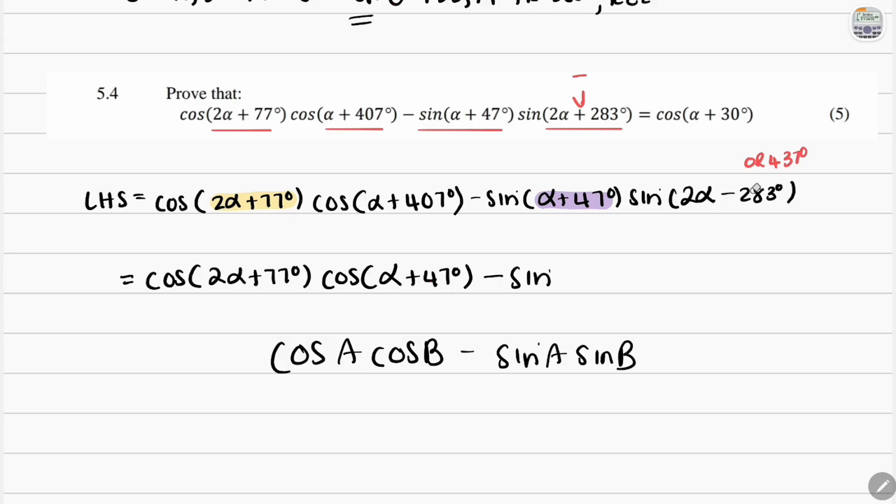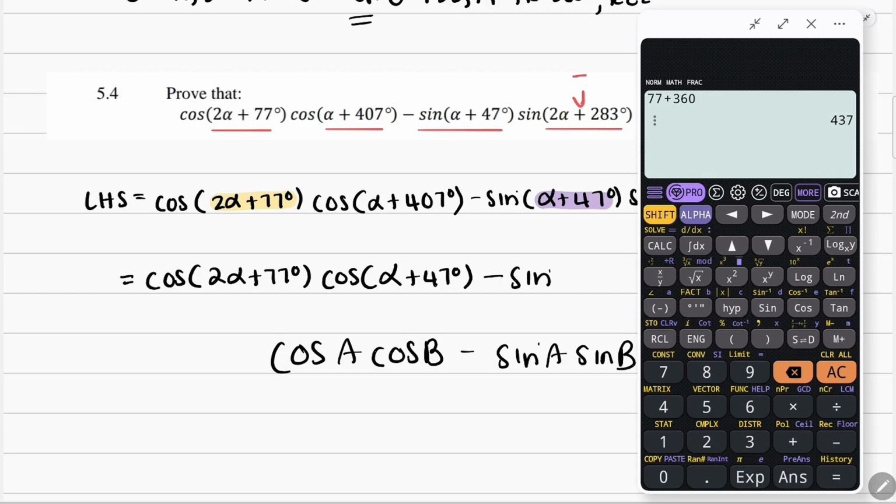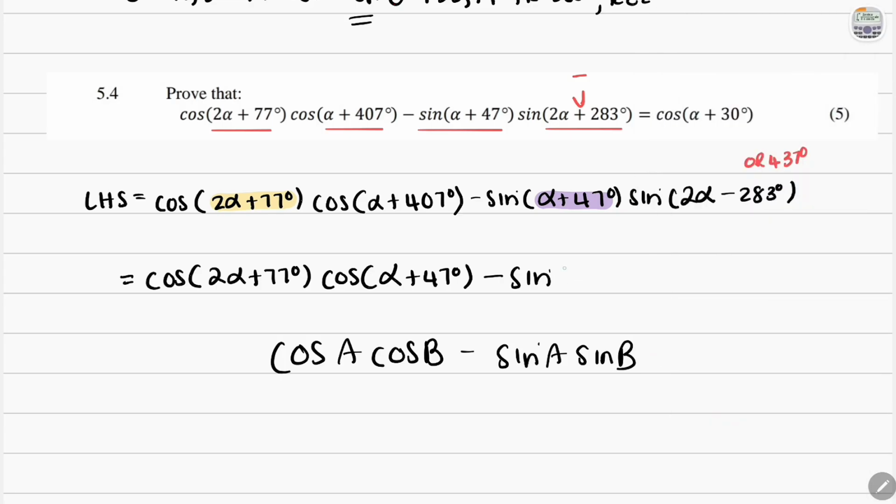Now, because this is negative 283 degrees, all you have to do at this point is add 360 degrees. It's a negative angle, 283, and we add 360 degrees, and then we get 77 degrees, and then it's perfectly fine, because now it will just say sine 2 alpha plus 77 degrees, and you see how these two are the same angle. So that will work out, and then we rewrite this as it is. That one is fine, sine alpha plus 47 degrees. So this is in the form of cos A, that's our A, and then cos B, that is our B, and then sin A sin B.